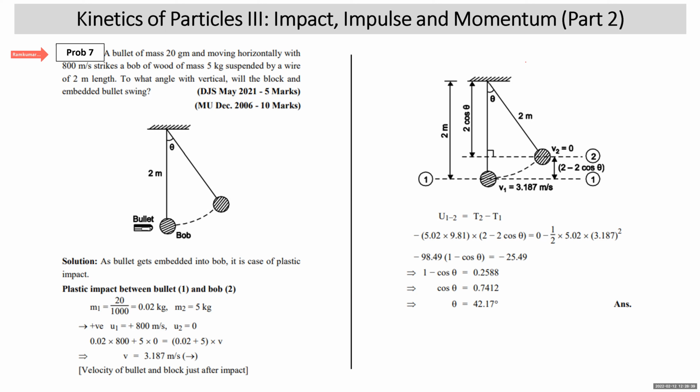So we will consider plastic impact between bullet and bob. Then we'll find the velocity of the bullet and bob just after impact. Then we'll apply work energy principle so as to get the angle the cord is making with the vertical. Theta is required. As the bullet gets embedded, it is a case of plastic impact between bullet and bob. Bullet is given index 1, bob is given index 2.